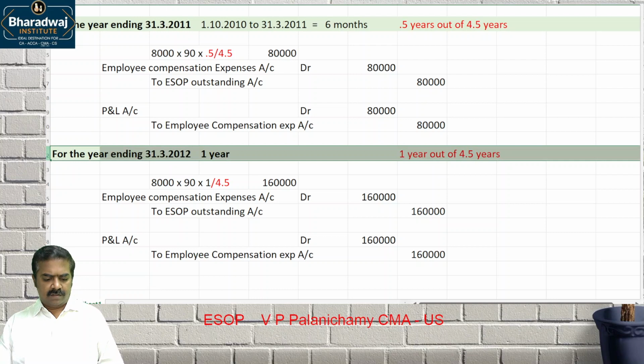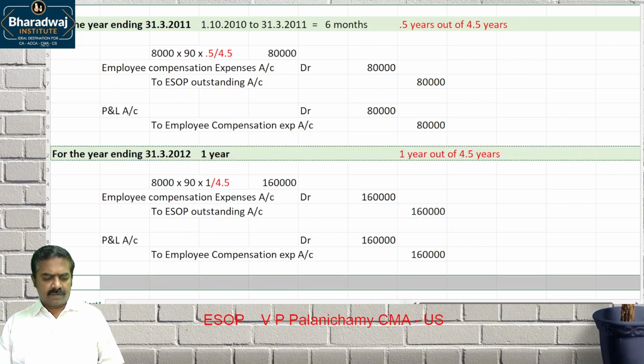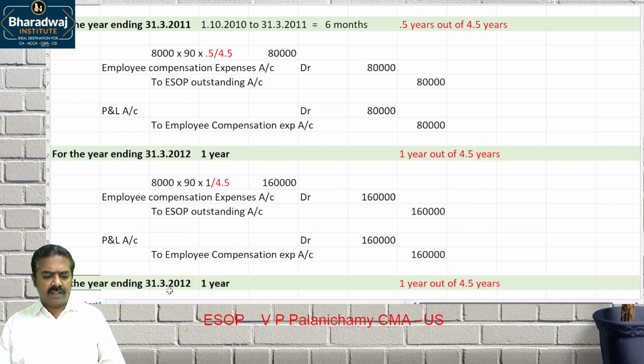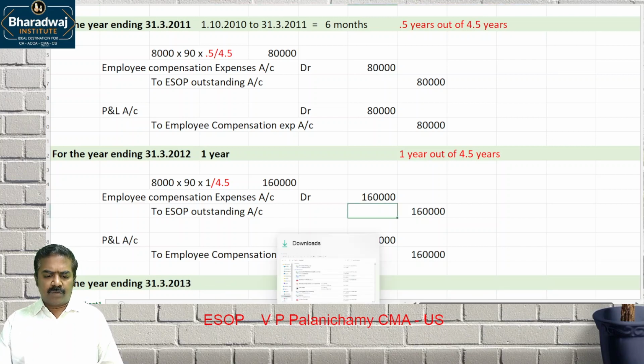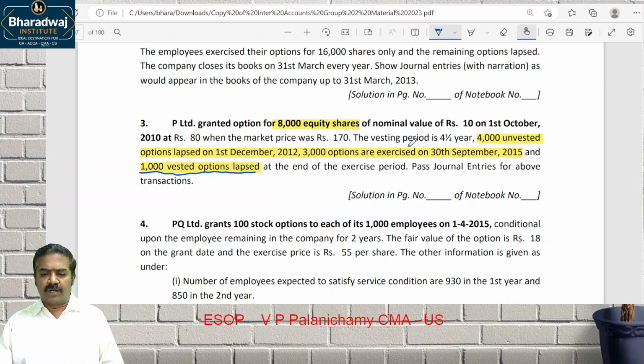Then for the next year, we cannot directly pass an entry. For the year ending 31st March 2013, of course, 1 year period is covered. But before the end of the accounting year, something has happened. Look at that. On December 2012, how many options lapsed? 4,000 unvested options lapsed.